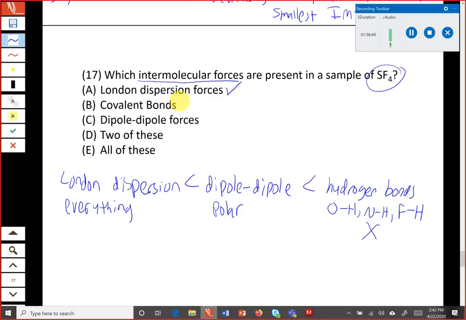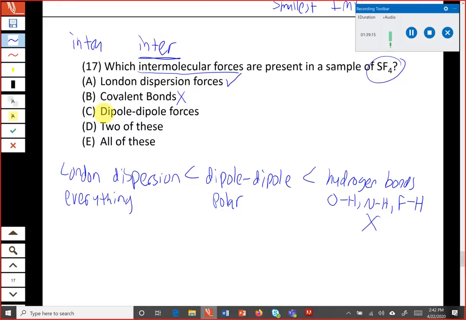We also see that choice B, covalent bonds, is not an intermolecular force. SF4 does have covalent bonds, but that is an intramolecular force. Remember that intra means within, and inter means between. Here we're dealing with the intermolecular forces, which are forces between 2 or more different molecules of the same type. And so the last one we have to really evaluate is, do we have dipole-dipole forces?